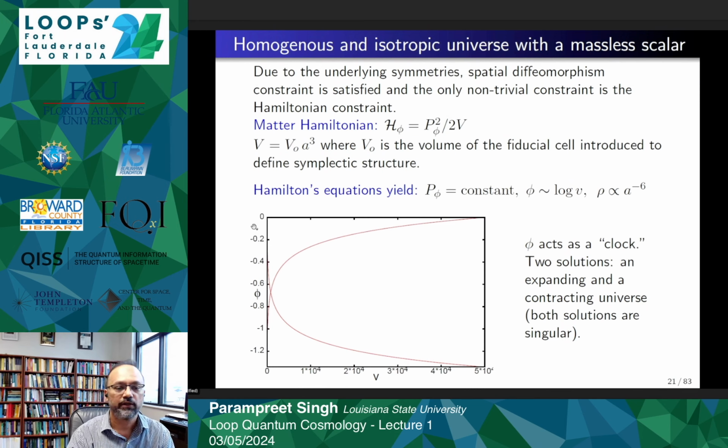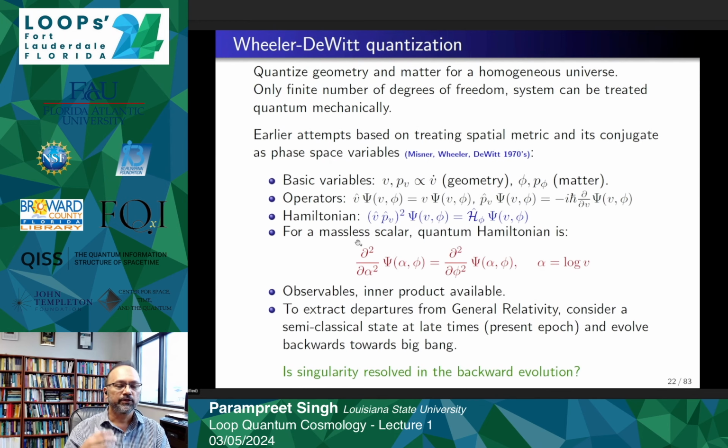So let's talk about the Wheeler-DeWitt quantization, an attempt to quantize this system. We are going to use the same strategy, but we are trying to quantize the geometry and matter for a homogeneous universe. Why? Because we have only a finite number of degrees of freedom, and the system can be treated quantum mechanically. The early attempts were based on these works by Misner, Wheeler, and DeWitt.